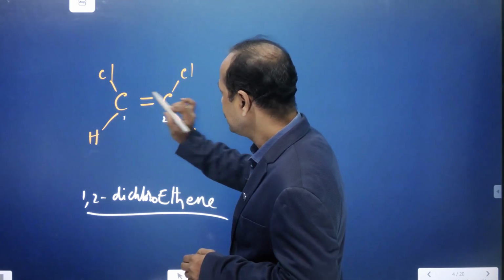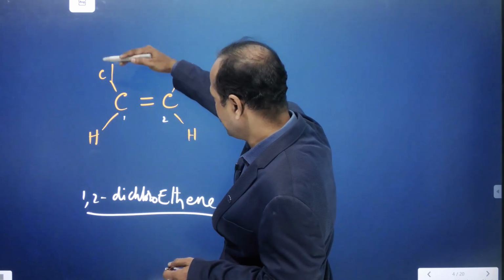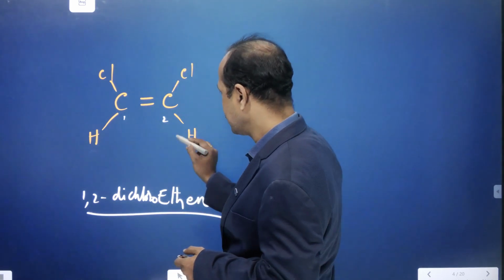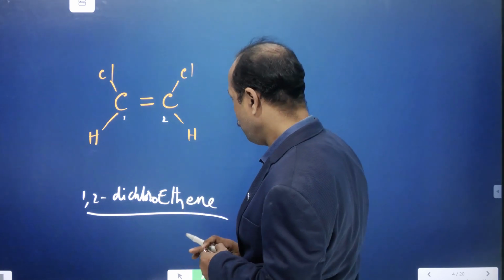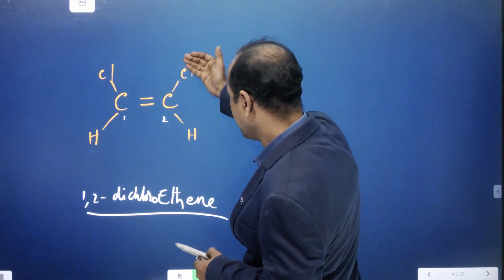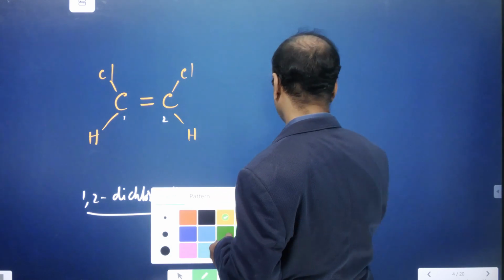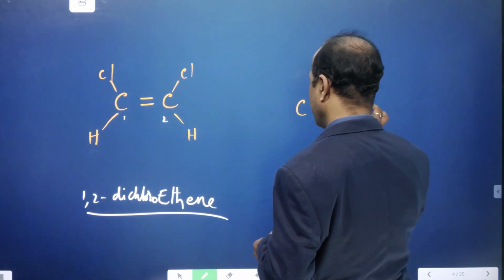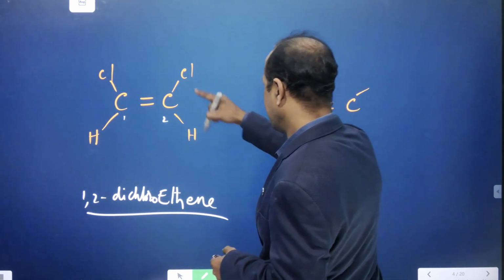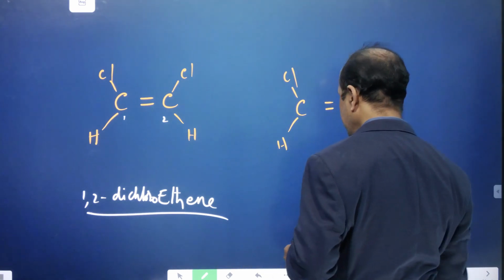Now students, observe carefully. This is the structure: two carbons, and for these two carbons, on one side chlorine and chlorine are there, and on the other side hydrogen and hydrogen. Now I want to bring this chlorine here and take this hydrogen there, so I would like to write the structure in this format: carbon, double bond, carbon, here chlorine, here hydrogen, and I want to take hydrogen here and bring chlorine here.